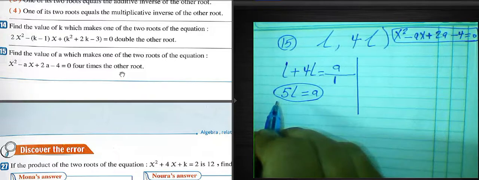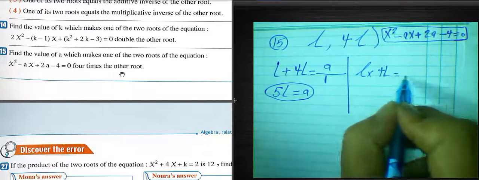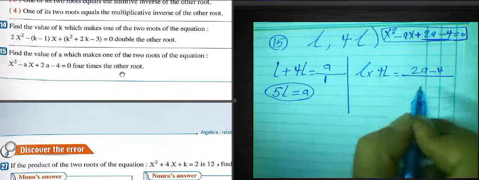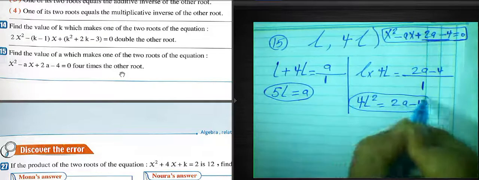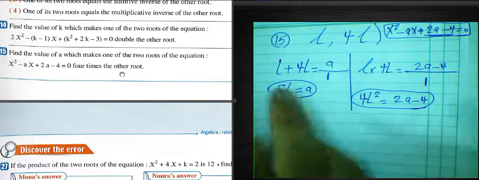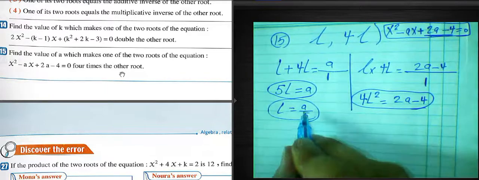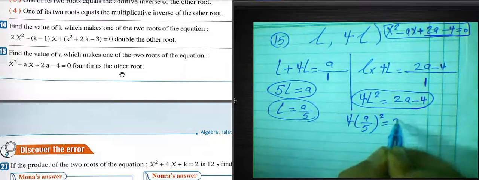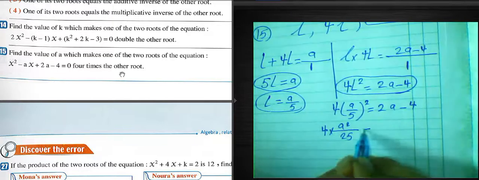And the second equation, you can write the product of them: L multiply by 4L equal 2a subtract 4, the constant, over 1. L multiply by 4L, 4L power 2 equal 2a subtract 4. We can find the value of a by putting L equal a over 5. So 4 multiplied by a over 5 to power 2 equal 2a subtract 4. 4 multiplied by a power 2 over 25 equal 2a subtract 4.